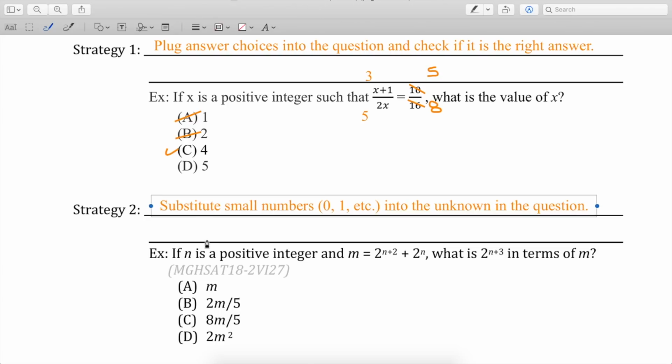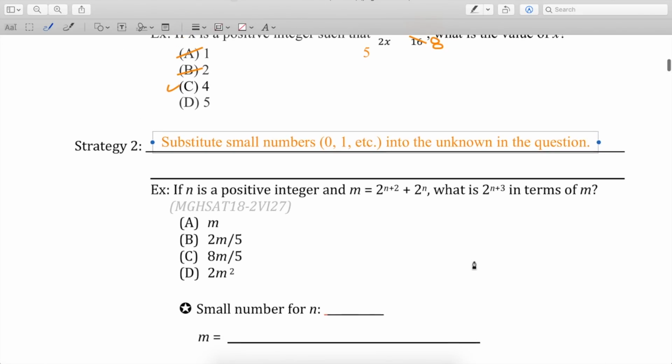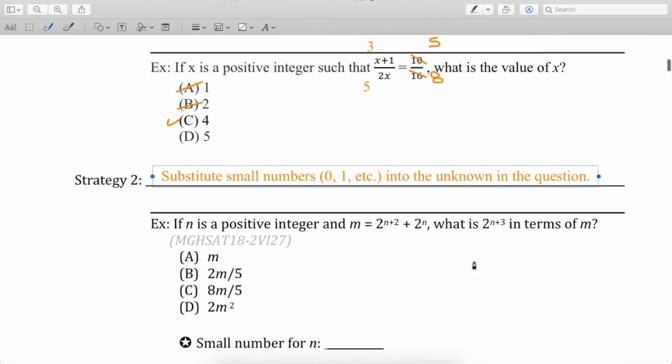Let's take a look at this SAT question. If n is a positive number and m equals 2 to the (n plus 2) power plus 2 to the nth power, what is 2 to the (n plus 3) power in terms of m? This could be a pretty complicated question if you want to solve it algebraically. But keep in mind strategy number 2: substitute small numbers into the unknown. The question says n is a positive integer, but it doesn't tell you what n has to be, and there are 3 n's actually: n plus 2, n, and n plus 3.